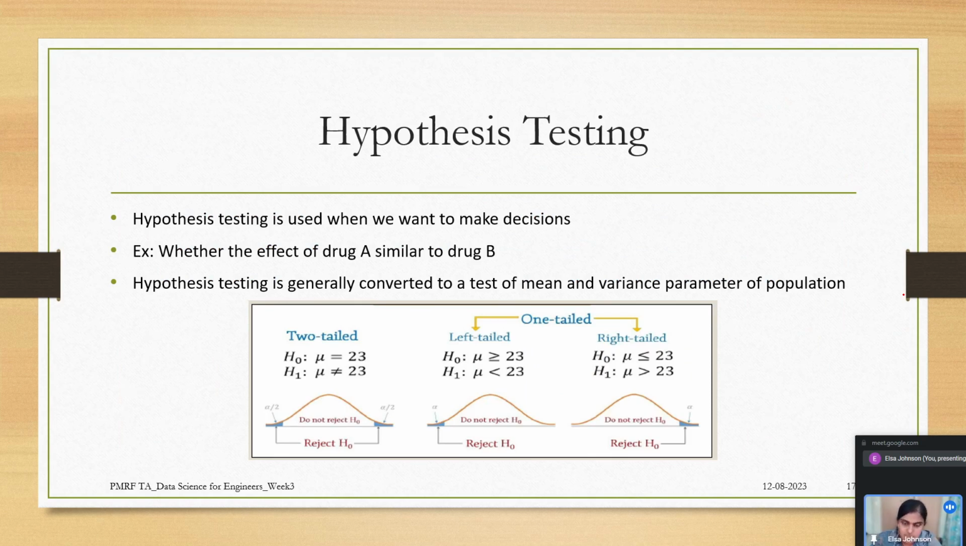So hypothesis testing. This one also is clearly mentioned there. Here we are checking whether the effect of drug A is similar to drug B. This is the basic case of many classifications that you will be seeing in the coming weeks. There are different types. It's generally converted to a test of mean and variance parameters. There are two-tailed as well as left-tailed and right-tailed. The detailed description is available in the week lecture videos.